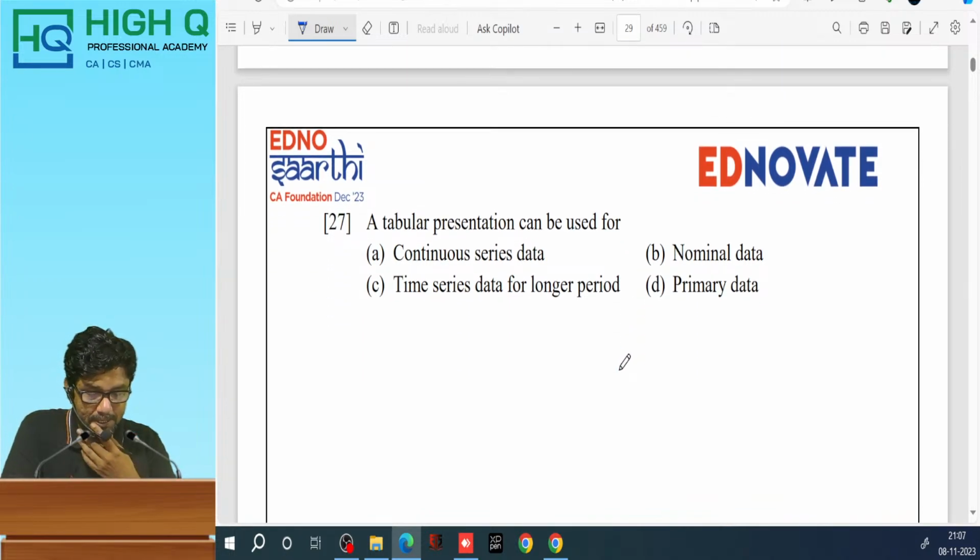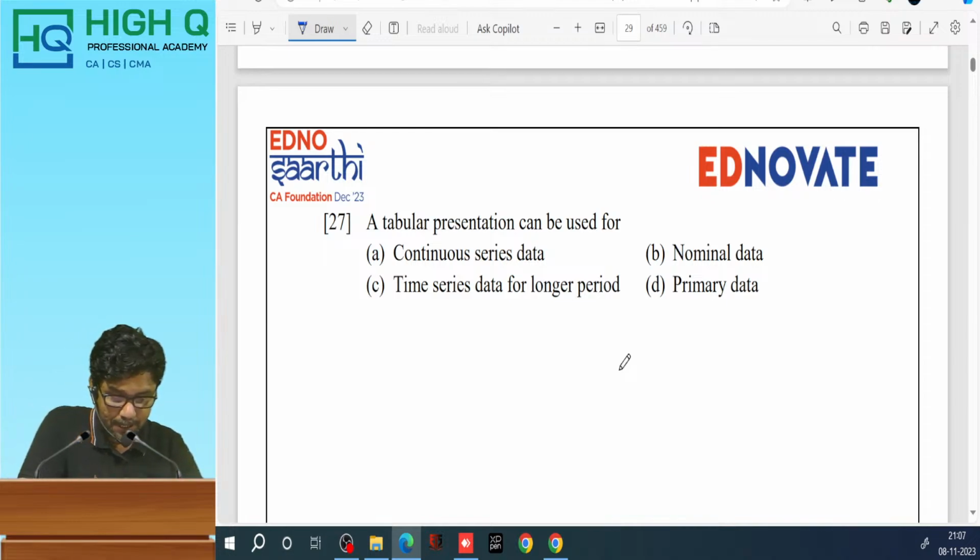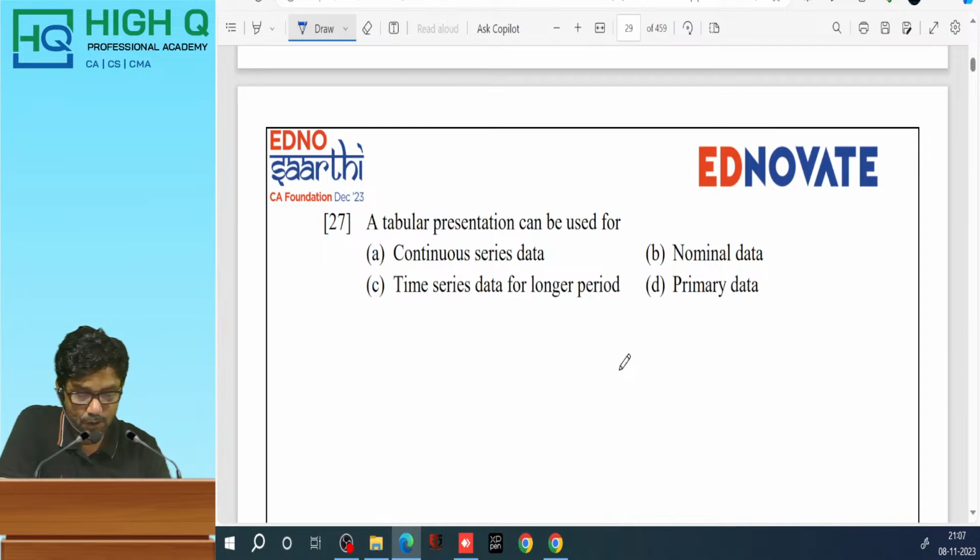A tabular presentation can be used for continuous series data, nominal data, primary data, time series data for longer period. A tabular presentation can be used for.